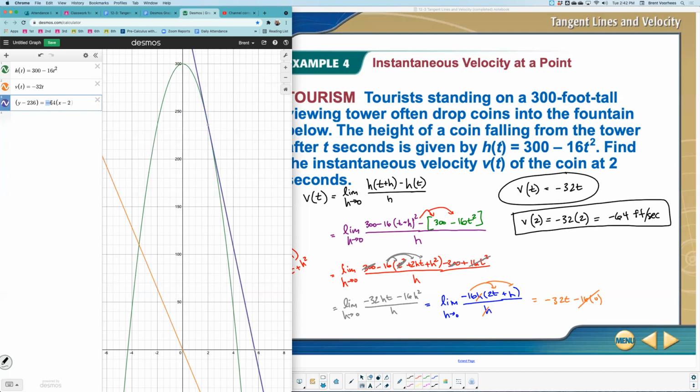So it's falling at 64 feet per second at that point. That's right 2 units, meaning 2 seconds, and at a height of 236, because that's what the height would be at that point. You can see how it's a tangent line. That is the instantaneous velocity. So that's how the graph there corresponds with what we were learning about tangent lines. The tangent line is the instantaneous velocity or rate of change at that point.